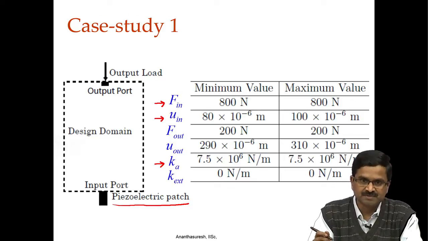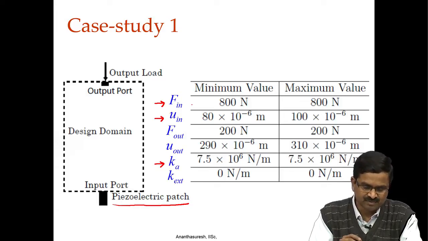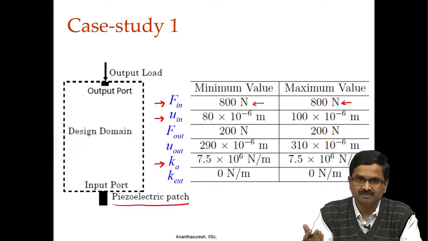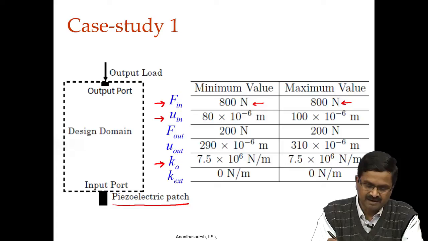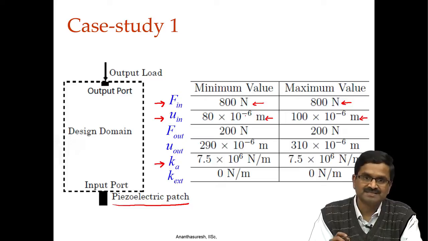let the user specify a minimum value as well as a maximum value. There is a lower bound and upper bound. So, for example, this actuator can provide input force of 800 newtons. Since we want precisely that value, we put lower and upper bound to be the same, and input displacement 80 to 100 microns. So, 10 power minus 6 meters.